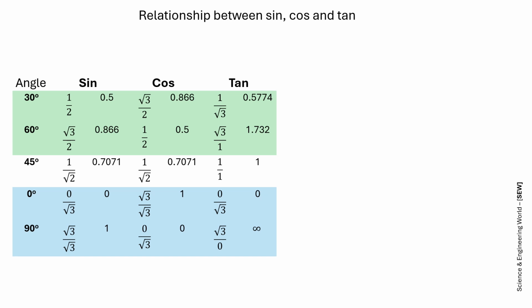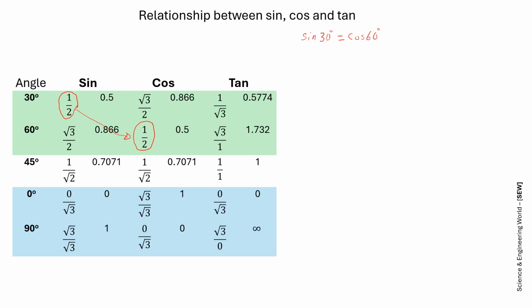Okay, now let's observe. We see here sine 30, which is half, and we also have cos 60, which is half. So in that case, we can say that sine 30 equals cos 60. So let's put that down. That is sine 30 degrees equals cos 60 degrees.